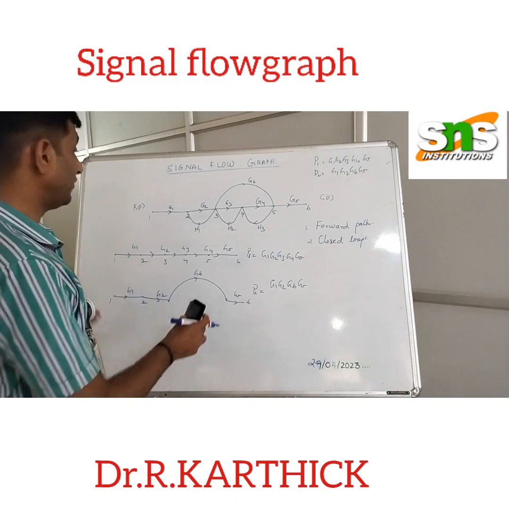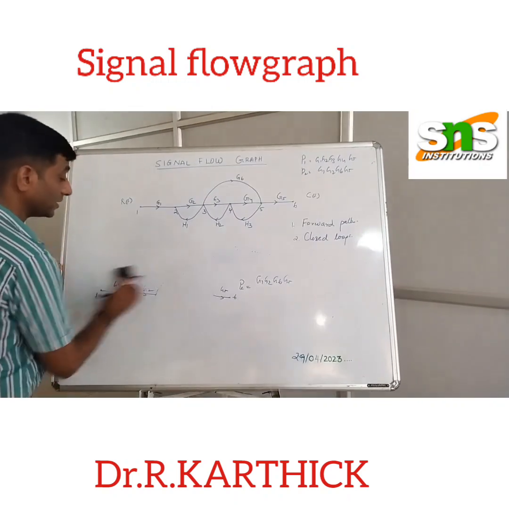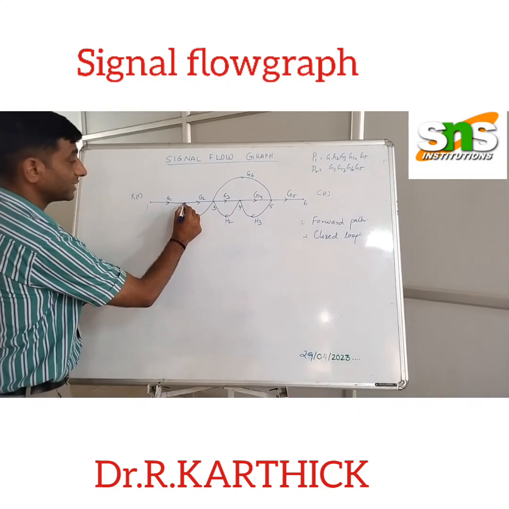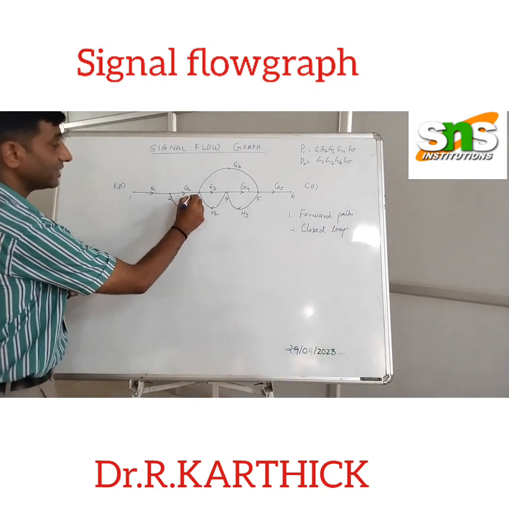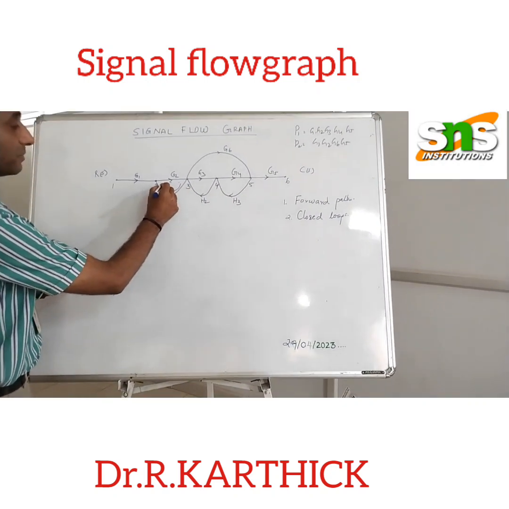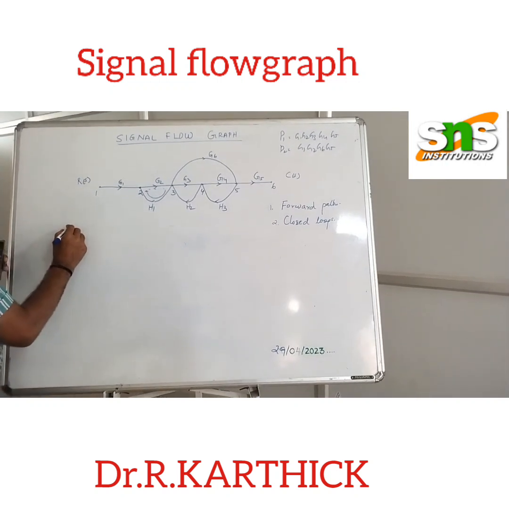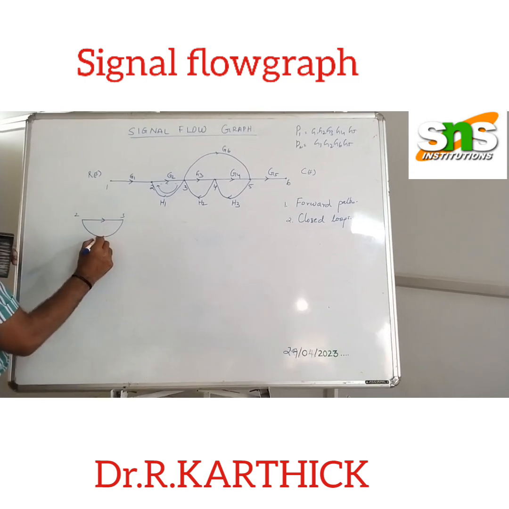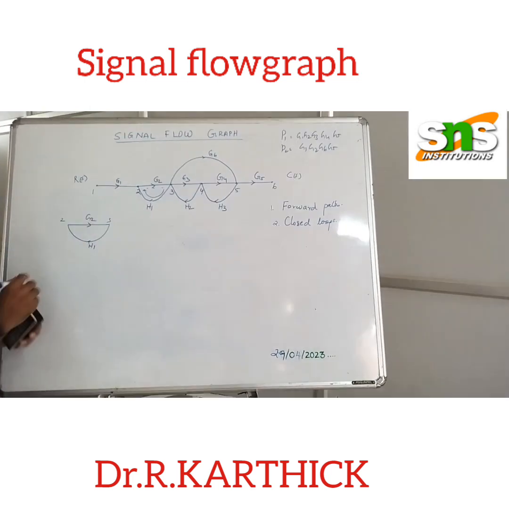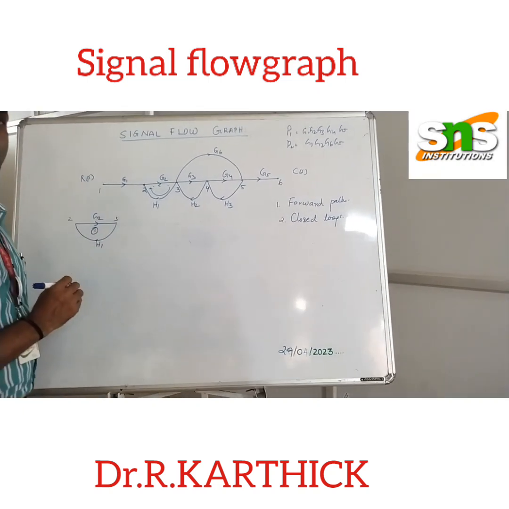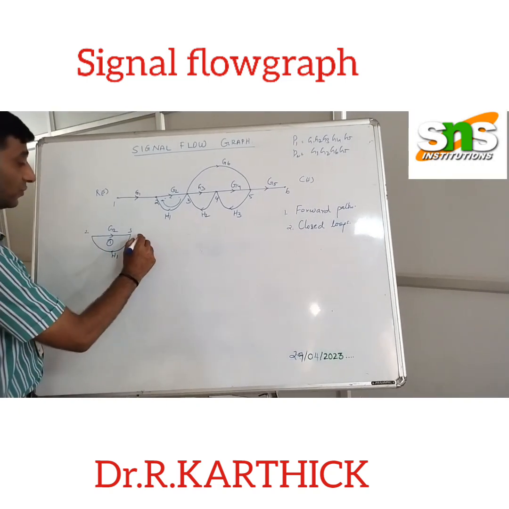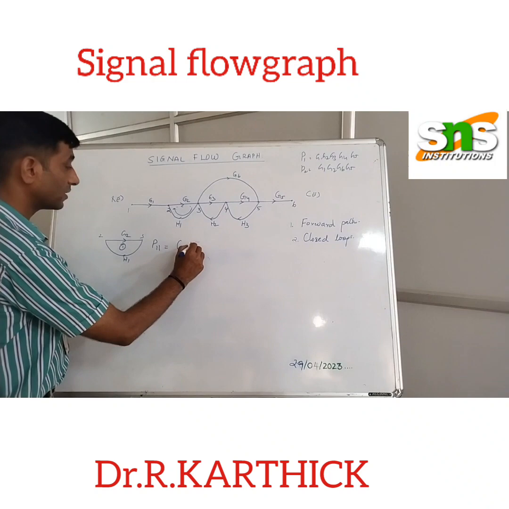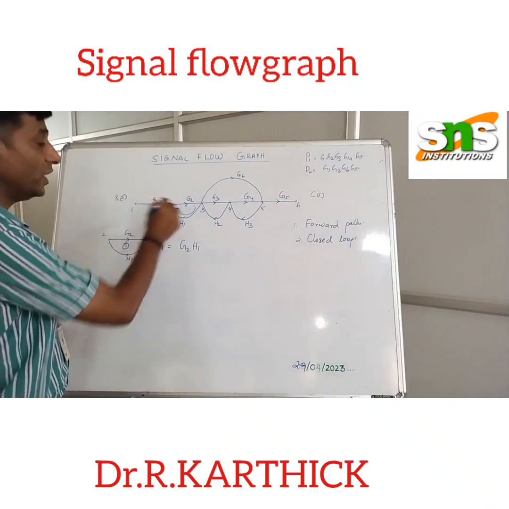So we'll try to identify the closed loops. We can see here, this is one loop. The signal starts from 2, travels to 3 and again comes back to 2. So this is the first closed loop. I'll write the closed loop over here: this is 2, this is 3, with H1 and G2. This is my first loop. The transfer function for this, I'll write as P11, which is equal to G2 H1.